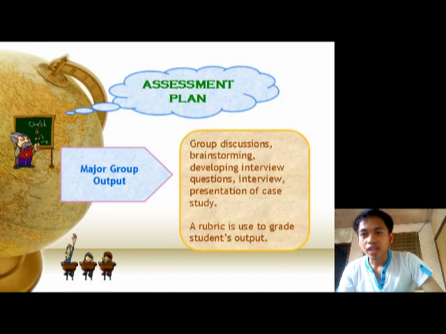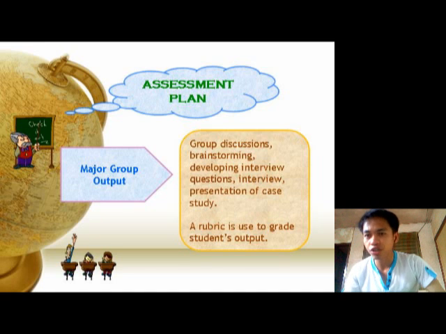After the interview, and after a written report was submitted or presented, here is the assessment plan. Now, for the major group output, there will be group deliberation or group discussion in front of the class, brainstorming, developing interview questions, the interview proper, and presentation of the case study.